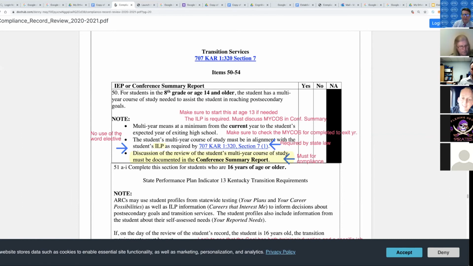So you fill out all that. And then multi-year means, at minimum, from the current year to the student's expected exit year of high school. Make sure to check that the MyCOS was completed to the exit year.